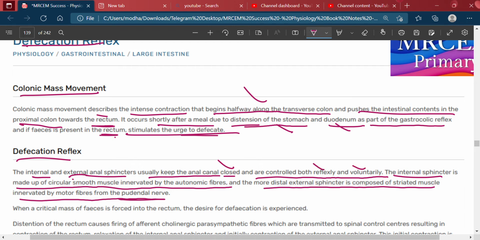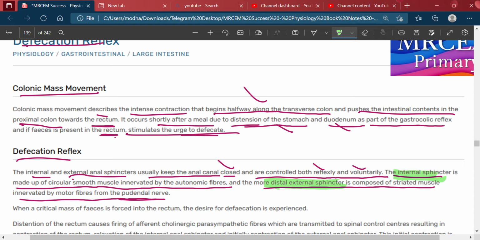The internal sphincter is made up of circular smooth muscle innervated by the autonomic fibers, and the more distal external sphincter is striated muscle innervated by the motor fiber from the pudendal nerve. So the internal sphincter has autonomic innervation, and the external has fibers from the pudendal nerve.